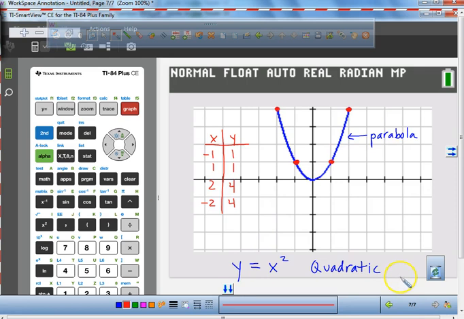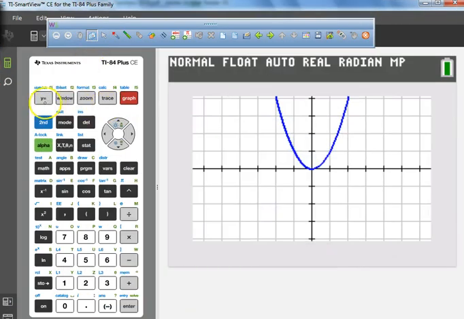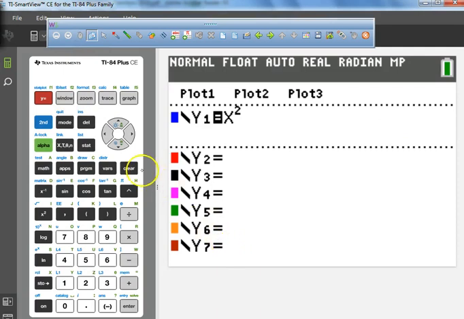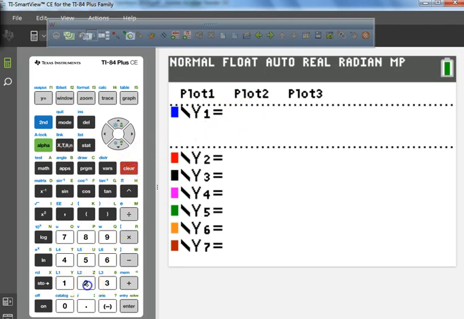Here's the last function that you have to know in Algebra 1. You guys need to know 3 functions, backwards and forwards. Linear, quadratic, and here's the last one: exponential. So, here's what I want you to do. 2, no spaces, what is 2 to the power of x? How do we get to that power? Clear this out. 2. Do you see that little symbol in the calculator right there? The power of x. We're going to graph.